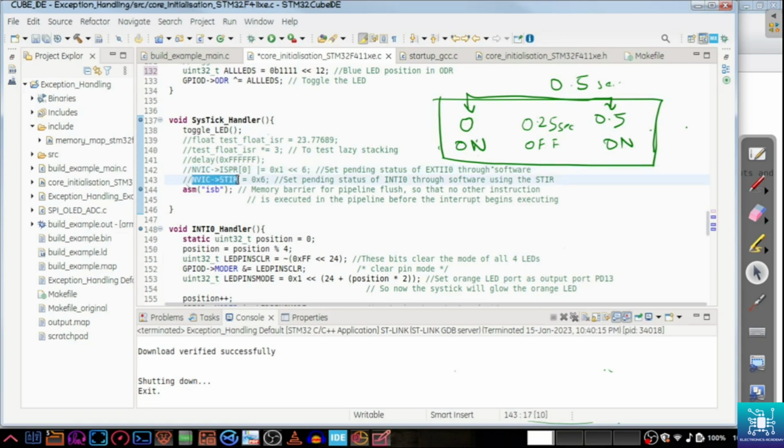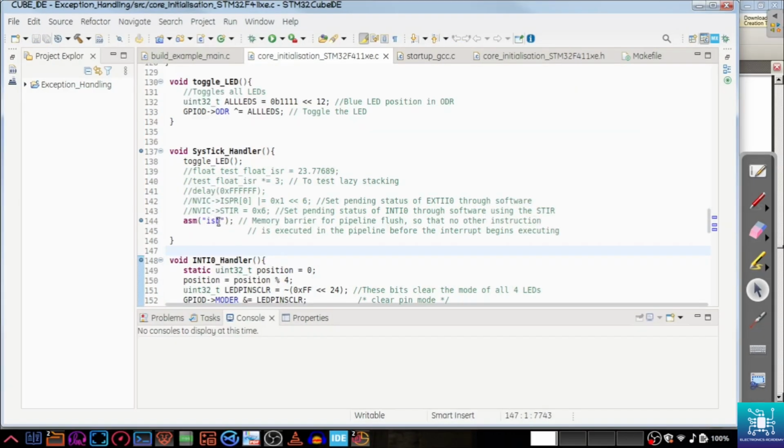In fact, the pending status can also be triggered through the STIR interrupt. So this is where we did. If you give the interrupt number, the same thing happens. Instead of here, if you give the interrupt number, this also sets the pending status of the interrupt that you want. So that is also another way by which you can trigger the interrupt.